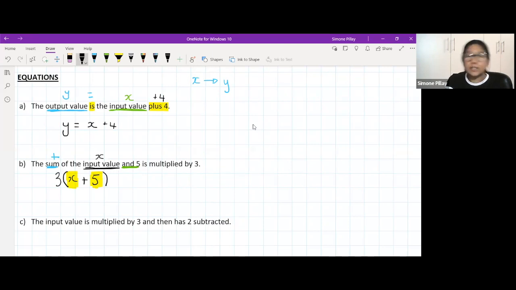I've now interpreted this entire sentence, but what did I say at the beginning here? If I don't have an X and a Y, my equation is incomplete. I don't have my Y in here, so let's complete this quickly.